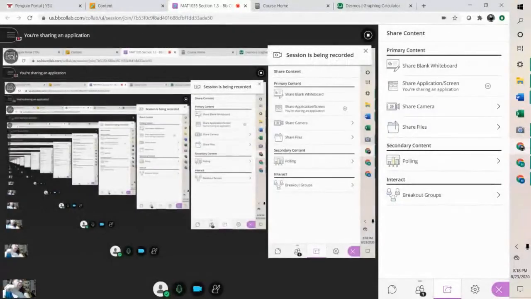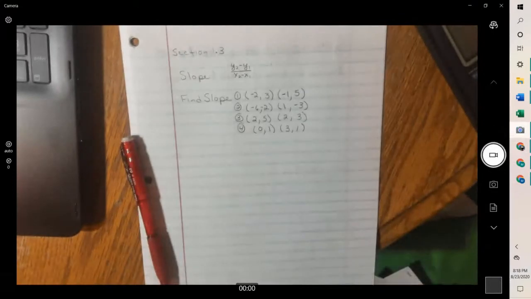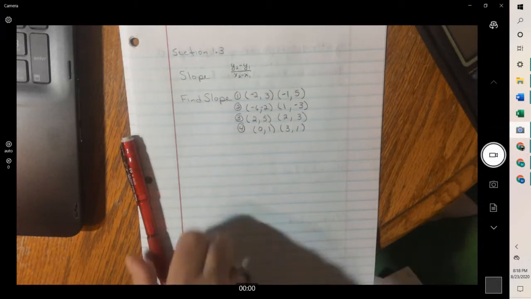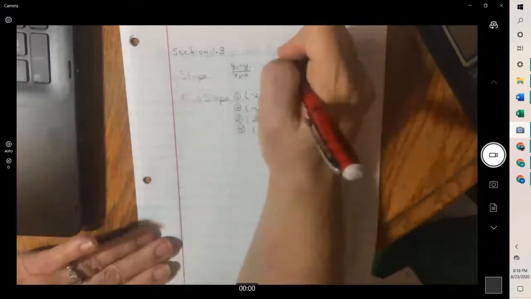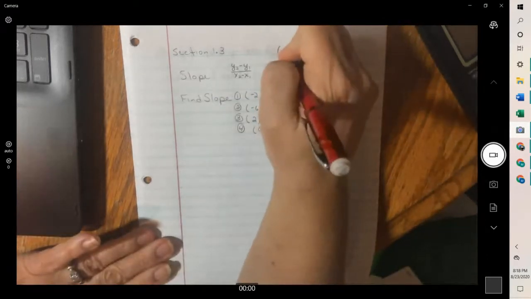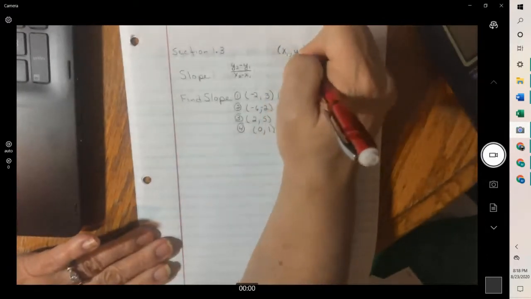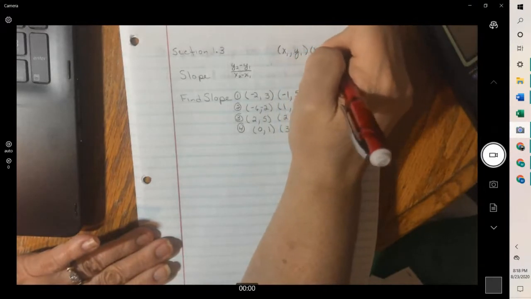Hello. So this section is 1.3 that we're going to go over next, and it's slopes, y-intercept, graphs. So first we'll look at slopes. The formula for slopes is y2 minus y1 over x2 minus x1. And you're given points x1, y1, x2, y2.